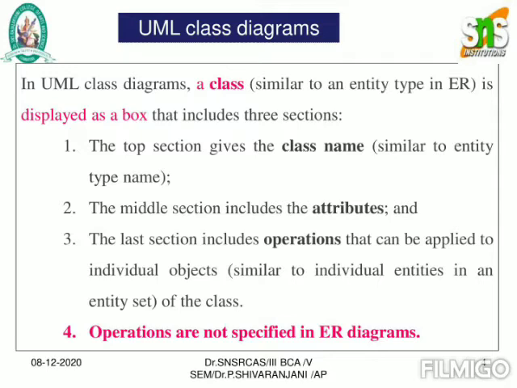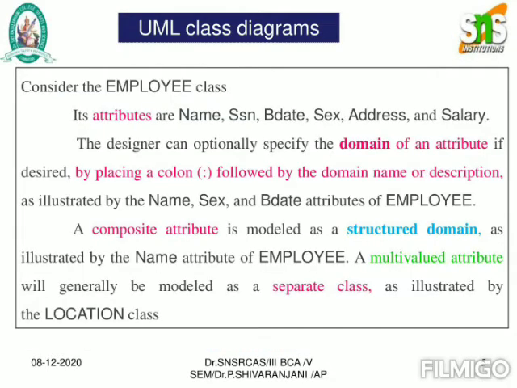Let us consider a class called employee. It has attributes such as name, serial number, date of birth, sex, address, and salary. The designer can optionally specify the domain of the attributes by placing a colon followed by the domain name or description. This is illustrated by the name, sex, and date of birth of an attribute which belongs to a table called employee.